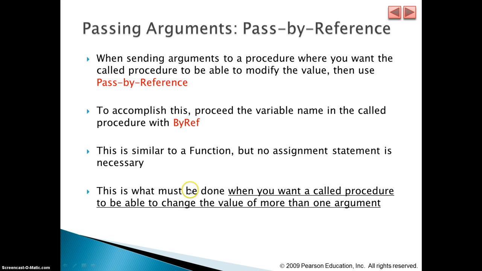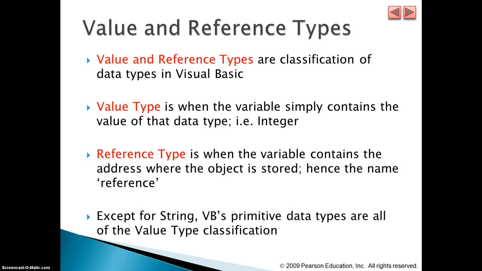What happens when you want a called procedure to be able to change the value of more than one argument? Well, that's when you're going to do by reference, because then the contents of the calling procedure variable is going to get updated by any changes within the called procedure.